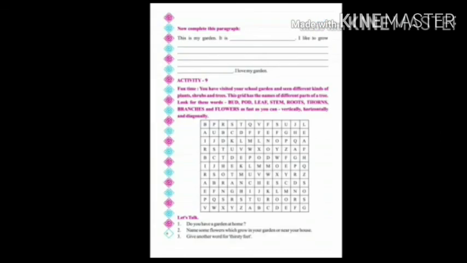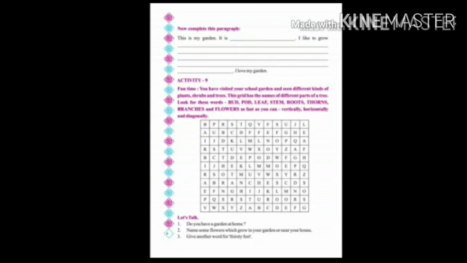Now coming to the next page, page number 6. Now complete this paragraph about the garden. Okay children, this is my garden, then few blanks are given, and then I love my garden. So I'll give you in writing. So what are you going to write in this paragraph? And this paragraph you will copy. The grid has the names of different parts of trees, that you have to find out and circle. Okay, so this you're going to do on your own.